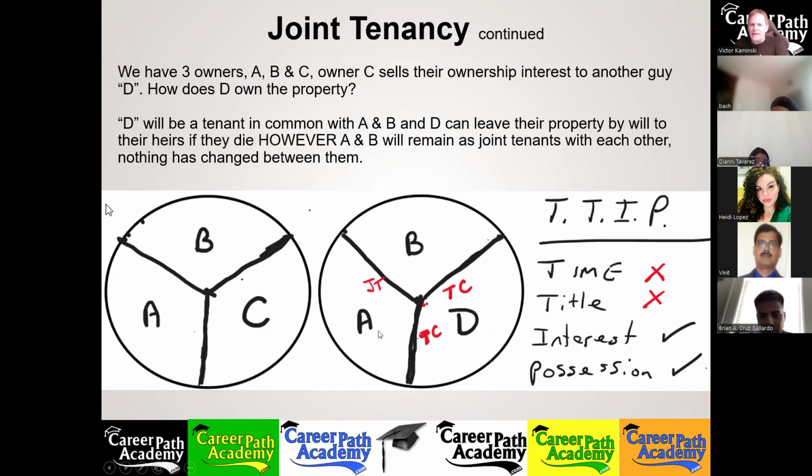However, A and B will still remain as joint tenants with each other. That's why I wrote JT here between them and TC here for tenancy in common. So D will be a tenant in common with A and B, and A and B will be joint tenants still with each other. Their joint tenancy was not destroyed. C's joint tenancy was destroyed when they sold their interest to D. Make sense? See how the visualization of it helps a little bit? And I also have that explanation that I've been reading right here.